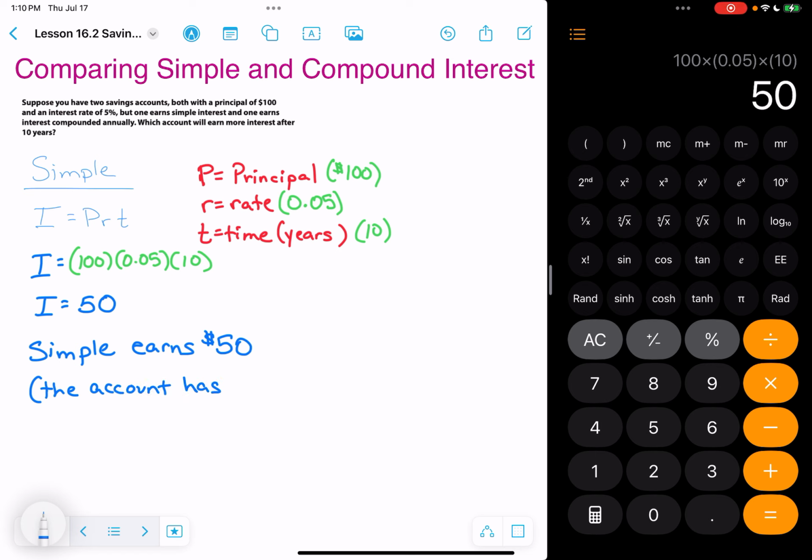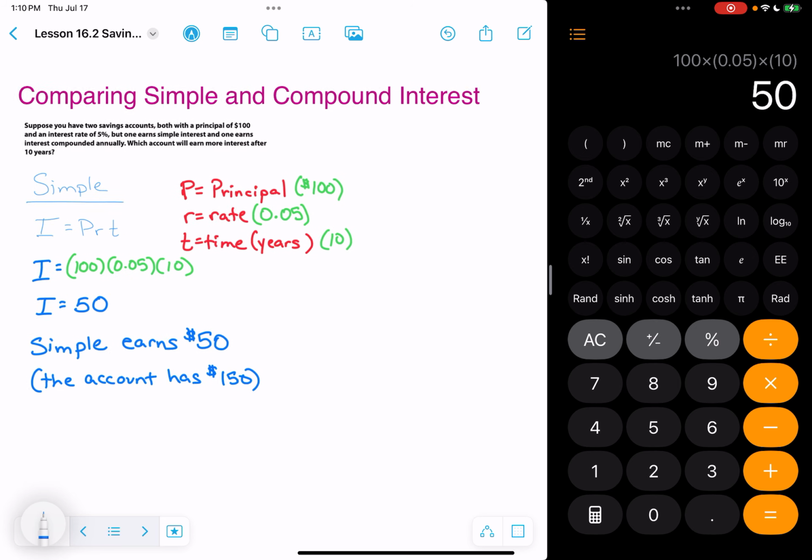So that means the account will have $150 because we put $100 in and then we earned $50. So the account doesn't have $50 in it because we started with 100. So the account has the $100 that we put in plus $50 in interest. Okay, so we now have $150.